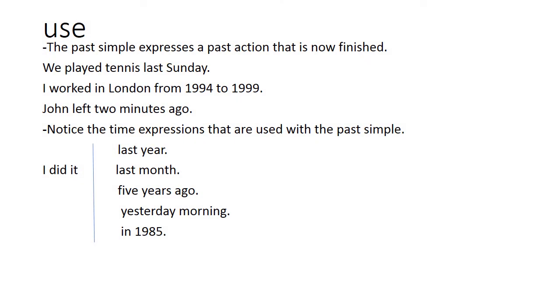Use. Why do we use the past simple? The past simple expresses a past action that is now finished. Example, we played tennis last Sunday. I worked in London from 1994 to 1999. John left 2 minutes ago. Note the time expressions that are used with the past simple. I did it last year. I can say last month, 5 years ago, yesterday morning, in 1985.